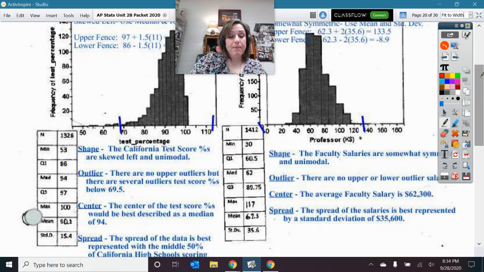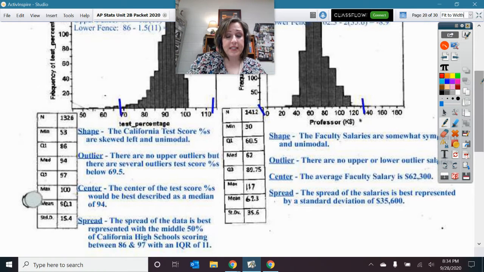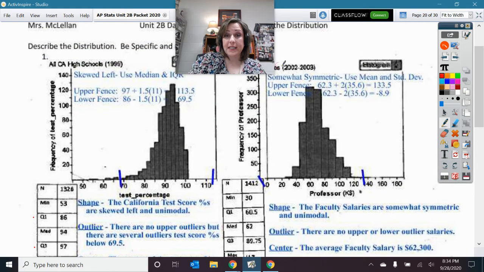Okay, so the center of the test score percentages would be best described as the median because of that skew and outliers, which it says over here is 94. And the spread of the data is best represented with the middle 50% of California high schools scoring between 86 and 97. And see, I got that here between the Q1 and Q3, the 86 and the 97, with an IQR of 11.